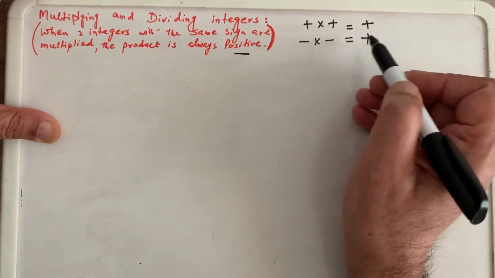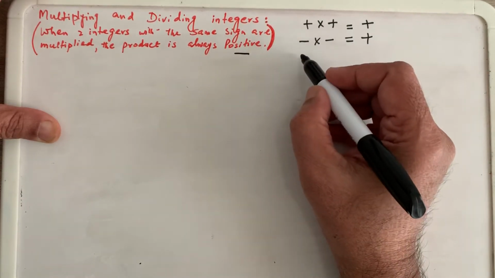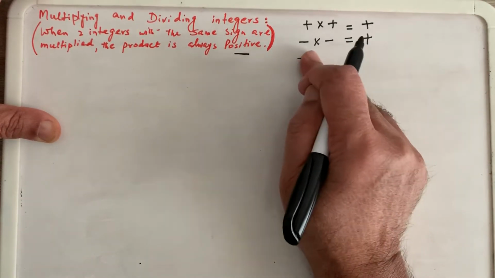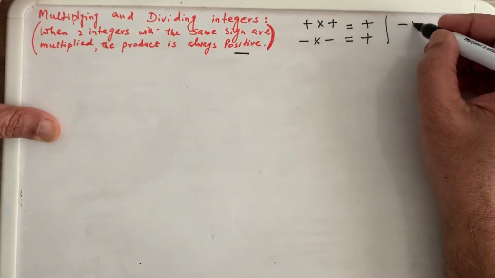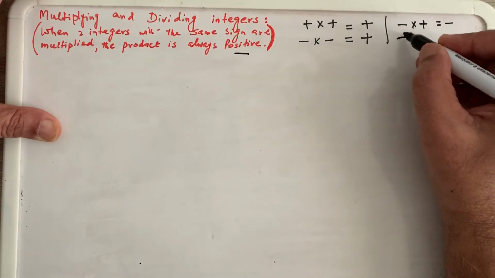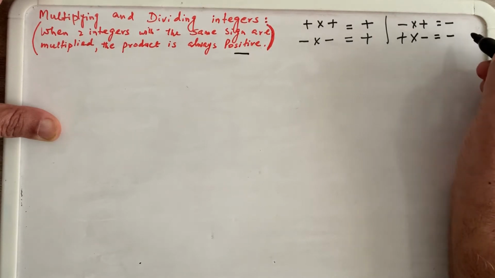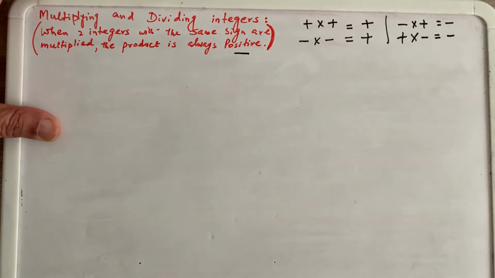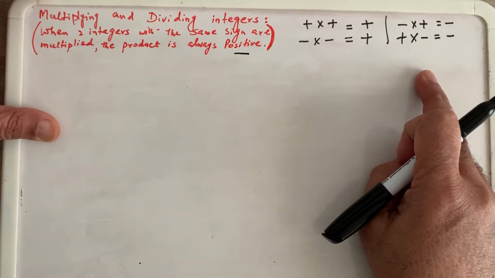Negative times negative is positive. Positive times positive is positive. But when different signs are being multiplied, the result is negative. How? Negative times positive is equal to negative. Positive times negative quantity, the result is negative. Now we will see some examples on these, to see what the application of these rules is, right?